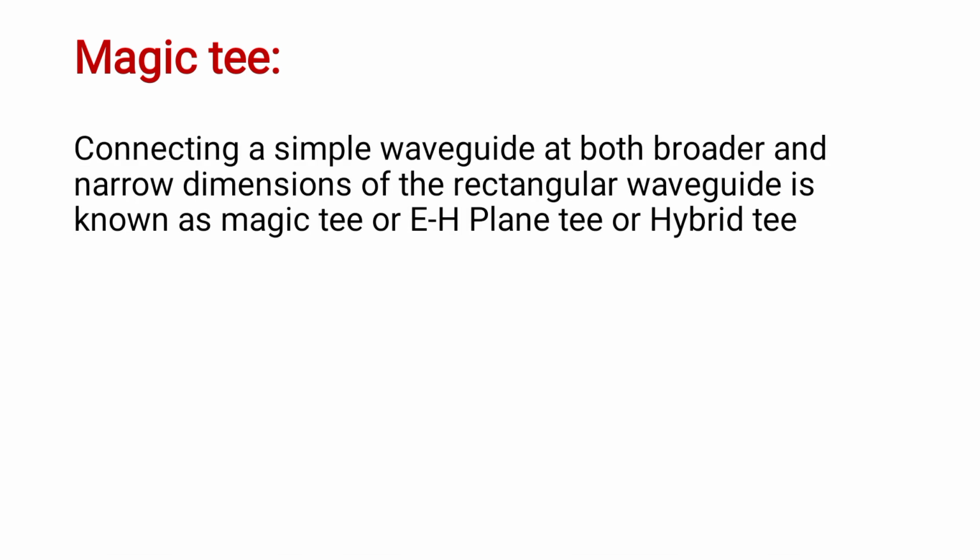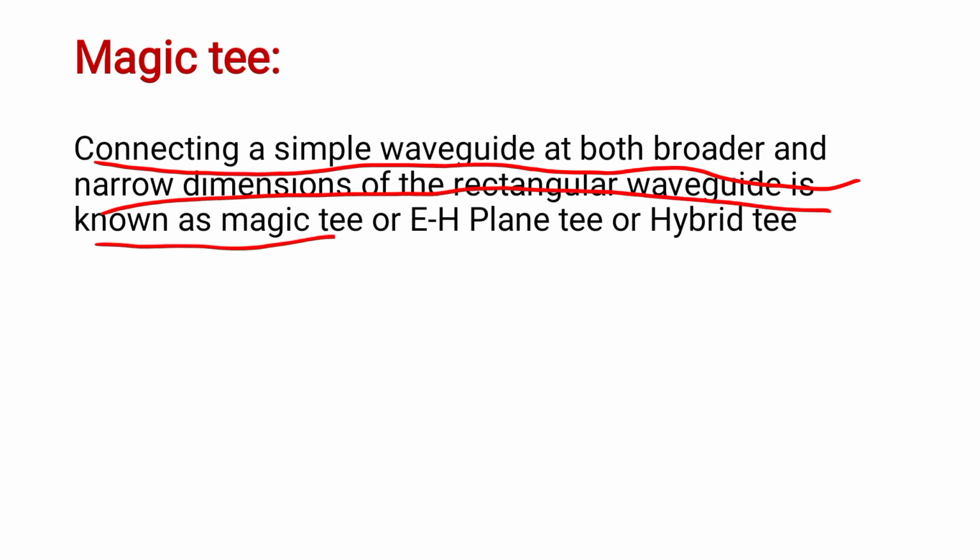Now I am going to teach you the definition for magic T. Connecting a simple waveguide at both broader and narrow dimensions of the rectangular waveguide is known as magic T. I already told you magic T is nothing but connecting simple waveguides to both the broader and narrow dimensions of the rectangular waveguide, then we can construct a magic T. Magic T is also known as EH-plane T because in magic T we have both E-plane T and H-plane T, or we can call it a hybrid T.